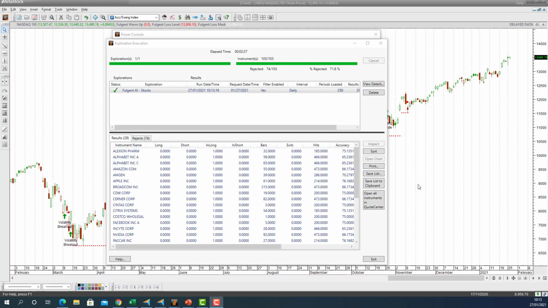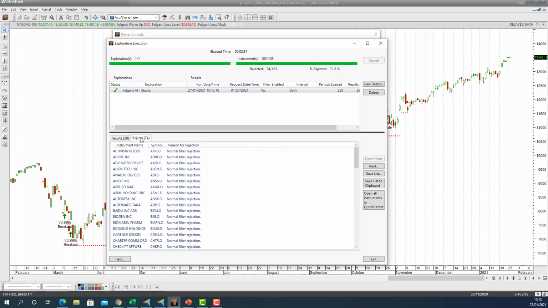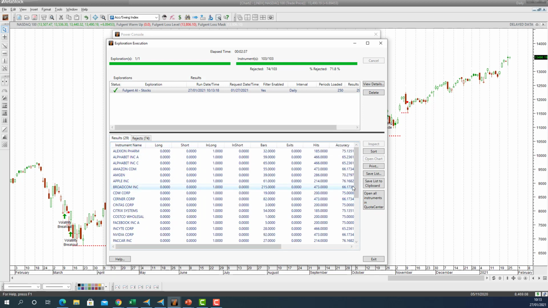And we're back. So the AI took about 2 minutes 37 seconds to scan the entire Nasdaq 100 index constituents. There's 47 rejected, which means the AI didn't find a particularly strong signal recently. And we've got 29 where the AI is either in a long position or that these are recent signals.